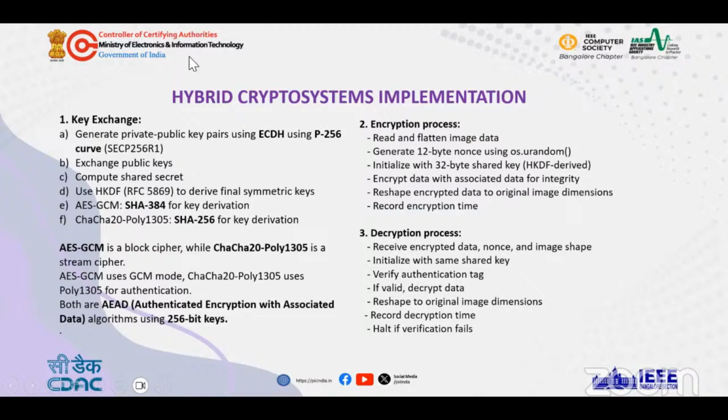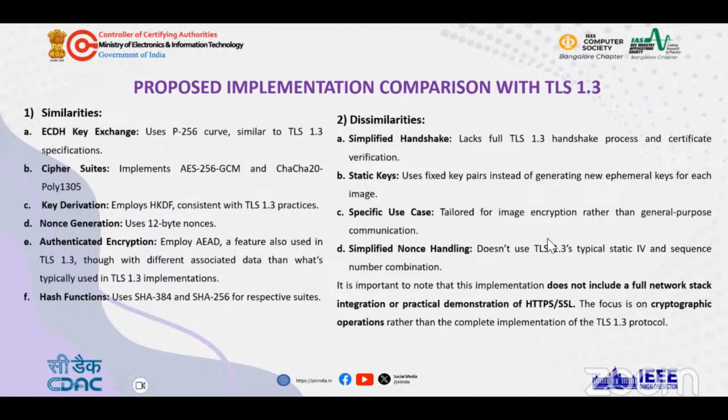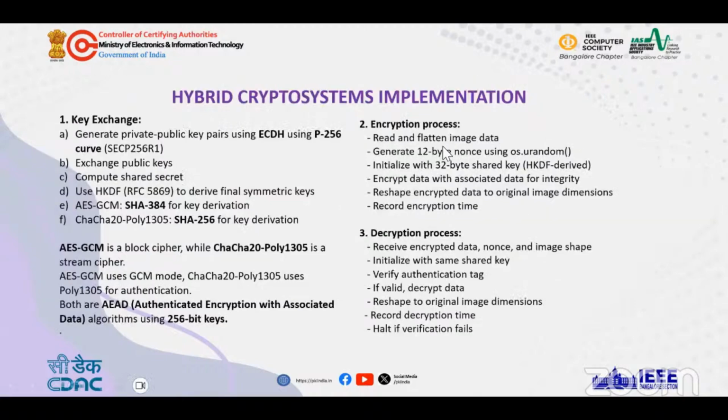For the encryption process, read and flatten the image data, generate a 12-byte nonce using os.urandom. So this is a Python function. I have not used the sequence number here to generate the nonce. Initialize with the 32-byte shared key, encrypt data with associated data for integrity, then reshape the encrypted data to the original image dimensions, then record the encryption time.